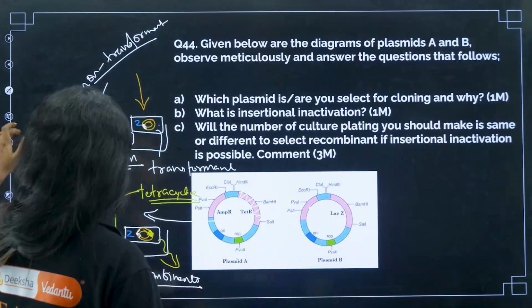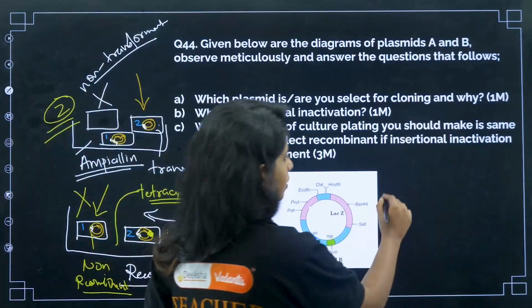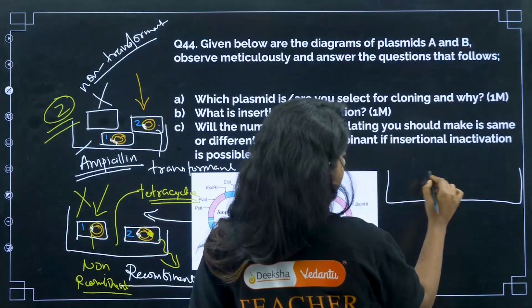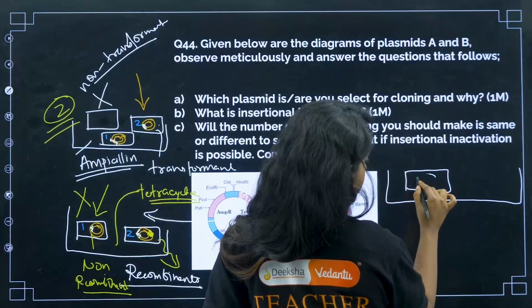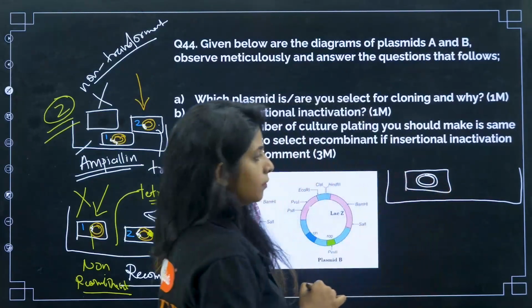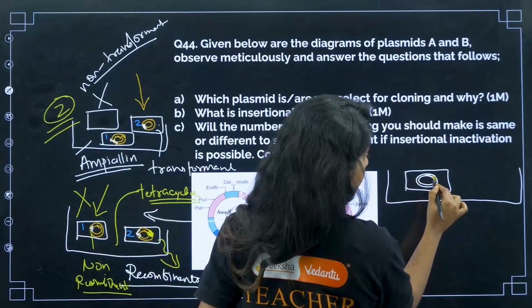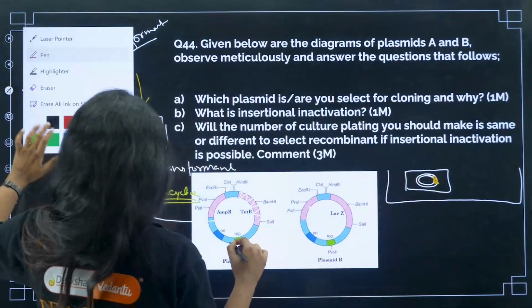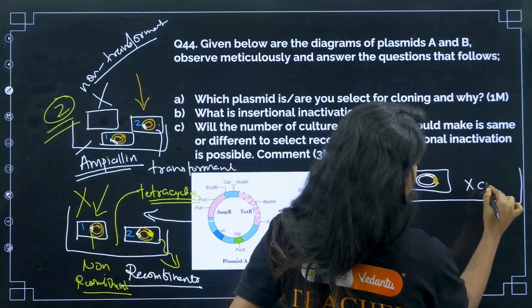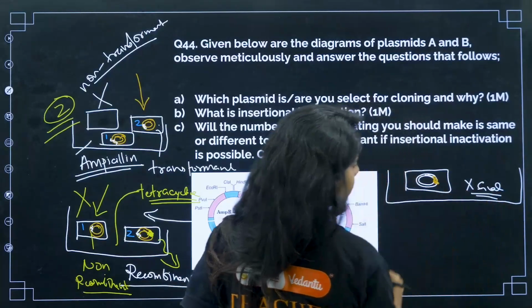Now over here in the case of plasmid B, there is only 1 plate required, where I am going to put organisms having this thing. And over here, suppose I put my gene of interest. Now I am putting X-gal over here.